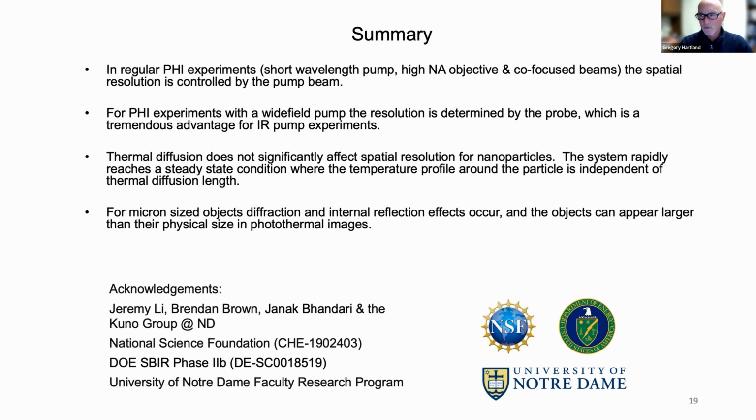When we look at nanoparticles, we don't really see much effect from thermal diffusion, and we think that's just because the system reaches steady state so quickly that the temperature profiles are just 1/r around the particle, and so it doesn't really matter what modulation frequency or time scale you're looking at. You have basically the same temperature distribution. And the last thing was that for micron-sized objects, you get these diffraction and internal reflection effects. You can get rid of them by using an LED source, and for some applications that might be helpful.